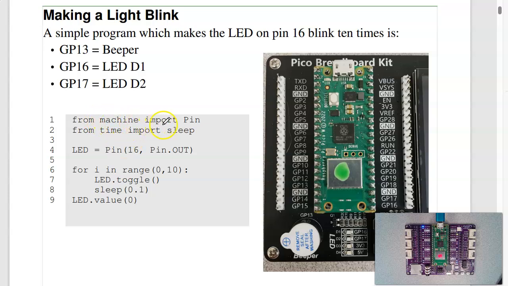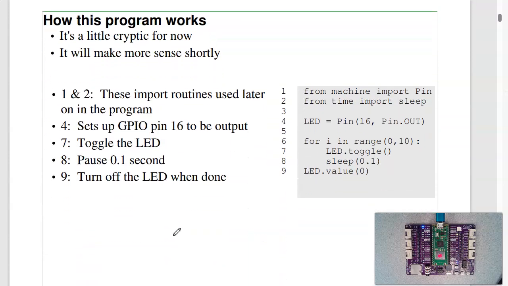I'm going to import subroutine Pin from library machine. Machine kind of has the hardware subroutines in it. Import the subroutine sleep from time. Then I'll set pin 16 to output, and then go into a for loop. For 10 counts, I'm going to toggle pin 16, toggle LED, sleep 0.1 second, and repeat. After 10 times, turn off the LED. So that's kind of how the program works.